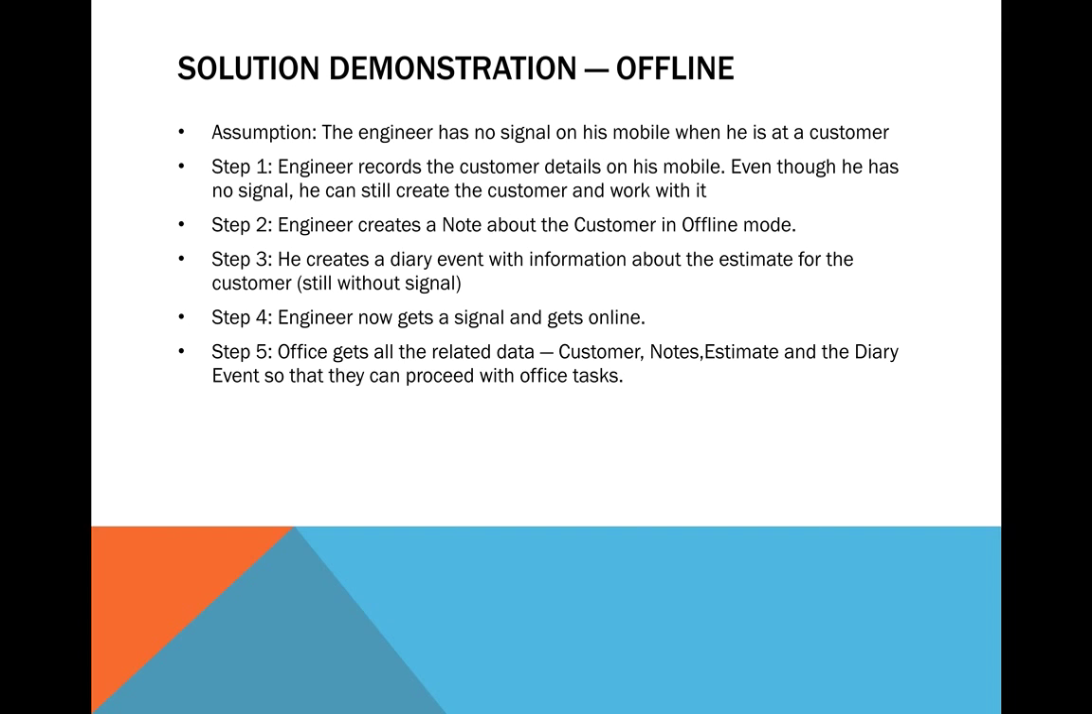The engineer has completely no signal on his phone when he's at the customer, and he's going to record the customer details. So he goes to a new customer's house, records the customer details on the phone, and he has no signal. He's going to create a customer, create a note about the customer, also in offline mode. He creates a diary event for them about an estimate that the customer wants, and then he gets a signal and goes online, and all the information he created, the customer, the estimate, and the diary event, is going to come to the web when he becomes online. So let's actually show this one.